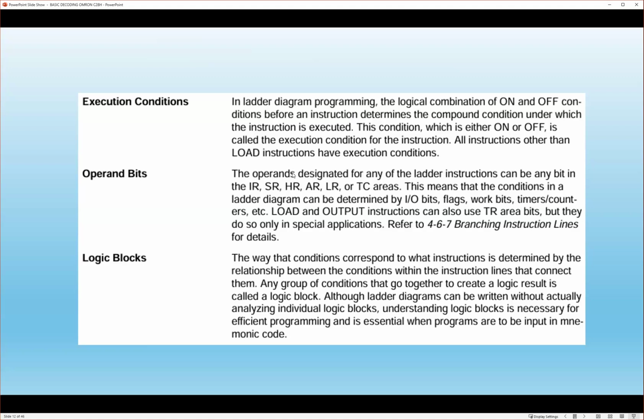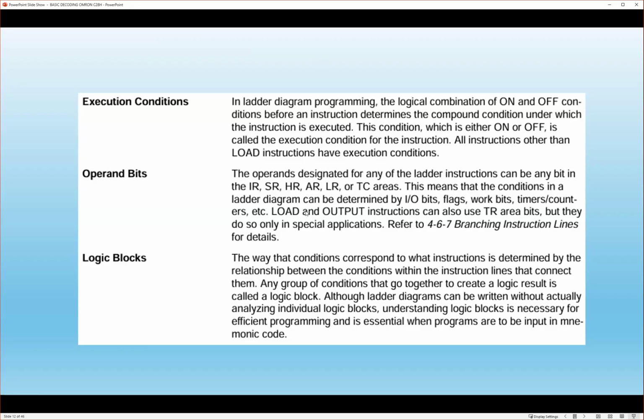In ladder diagram programming, the logical combination of on and off conditions before an instruction determines the compound condition under which the instruction is executed. This condition, which is either on or off, is called the execution condition for the instruction. All instructions other than load instructions, that's our LD, have execution conditions.